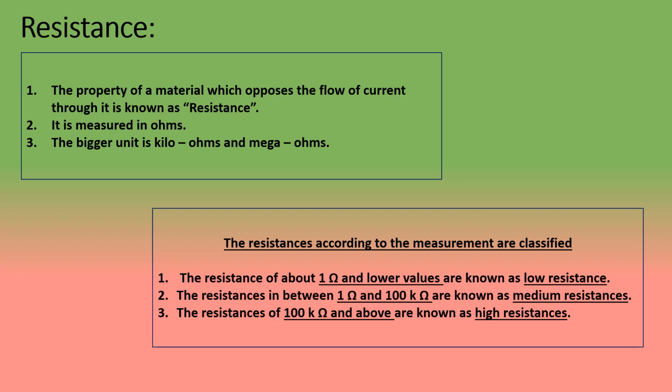The resistances of about 1 ohm and lower values are known as low resistance. The resistances in between 1 ohm and 100 kilo ohms are known as medium resistances. The resistances of 100 kilo ohms and above are known as high resistances.